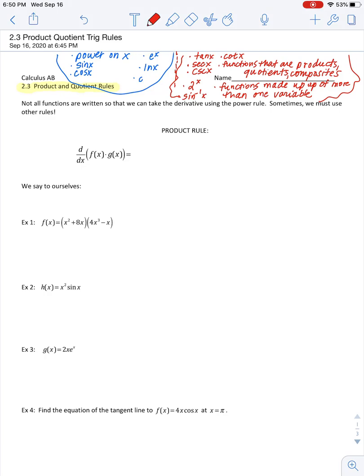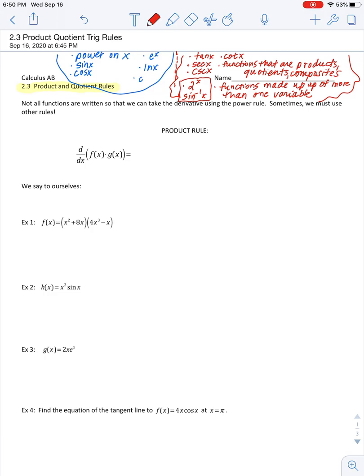And then kind of bigger groups here are functions that are products, quotients, composites, and functions that are made up of more than one variable. So those items, like these two, you're going to be learning in chapter 5. So it's going to be a long wait for those. And then all of these other items here, we're going to try to learn over the next couple days. So the product rule is the first one that we're going to look at.